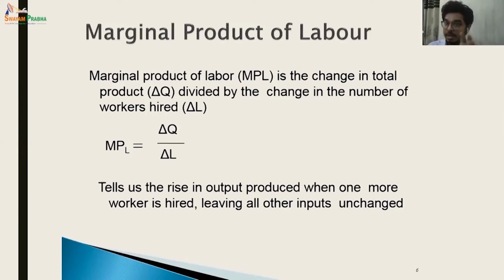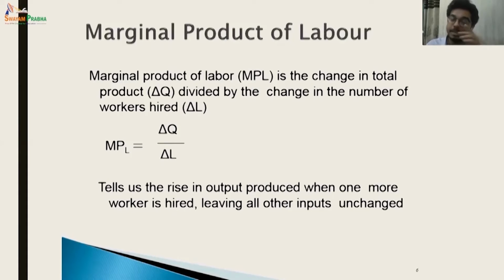So, what was marginal utility? The change in total utility divided by the change in consumption, or 1 unit extra consumption of a good or service. Marginal utility of Apple was the change in satisfaction with 1 extra unit of consumption of Apple or a Rasgulla. Right? Similarly, marginal product of labor is the change in total product, change in Q, divided by 1 extra unit of labor.